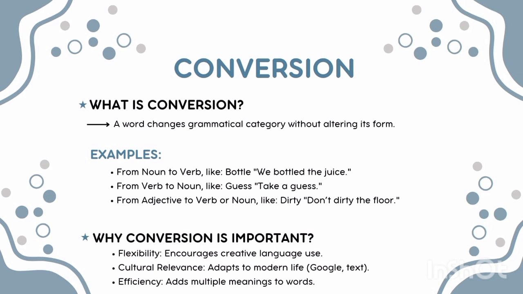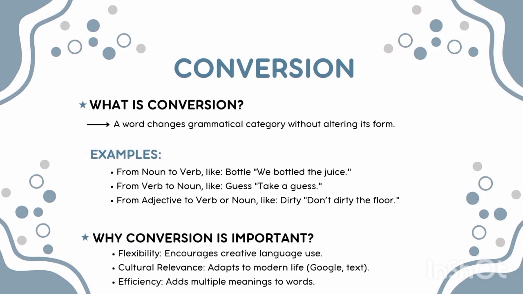After that, we have conversion. Conversion, also known as category change or functional shift, occurs when a word changes its grammatical category but retains the same form. For example, a noun can become a verb, or an adjective may function as a noun. This process is typical of modern English and involves no addition or subtraction from the word.